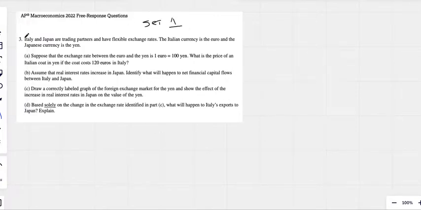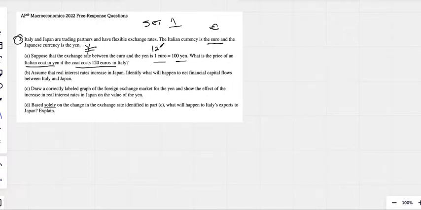All right. Italy and Japan are trading partners and have flexible exchange rates. The Italian currency is the euro. And the Japanese currency is the yen. I'm sure I'm doing those not very well, but you get the point. Suppose that the exchange rate between the euro and the yen is 1 euro for 100 yen. What is the price of an Italian coat in yen if the coat cost 120 euros?